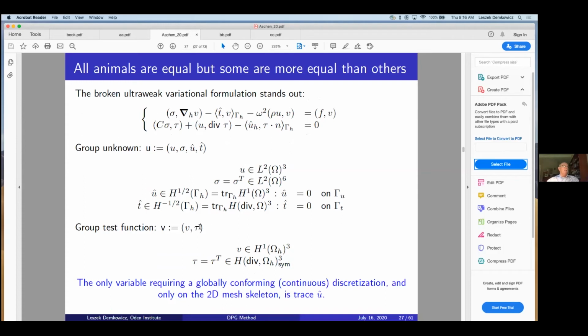I taught you about many different variational formulations. I said they're essentially equivalent, but this is the famous statement that you may have heard of from the animal kingdom: all animals are equal, but some are more equal than others. This is almost a political statement these days.